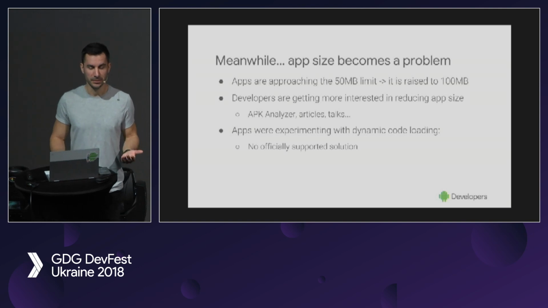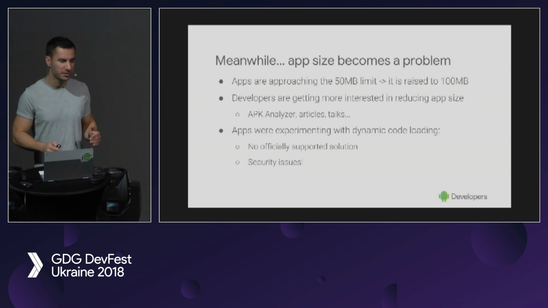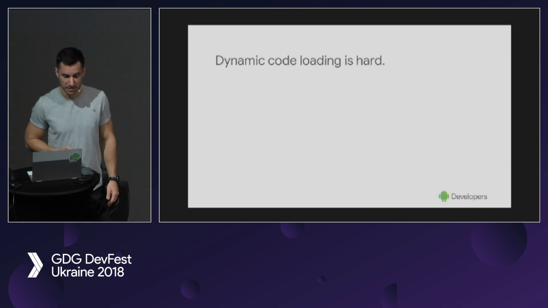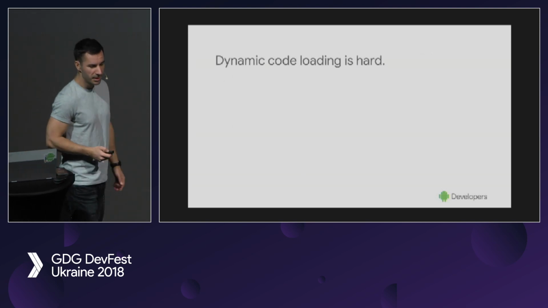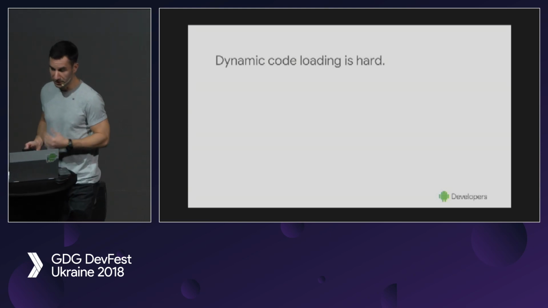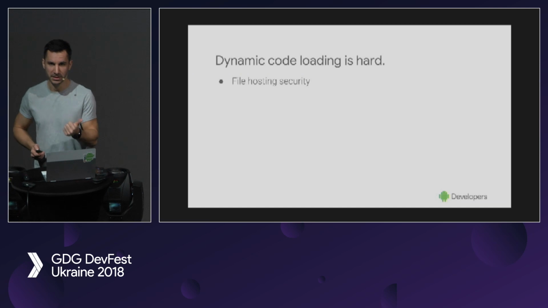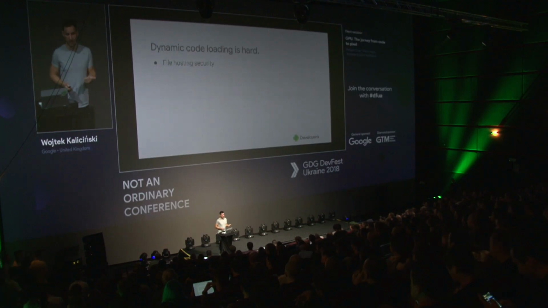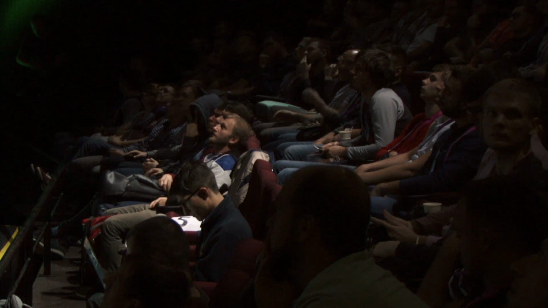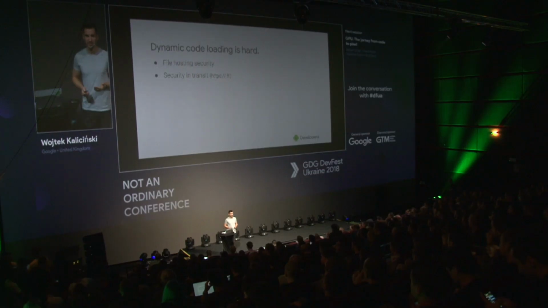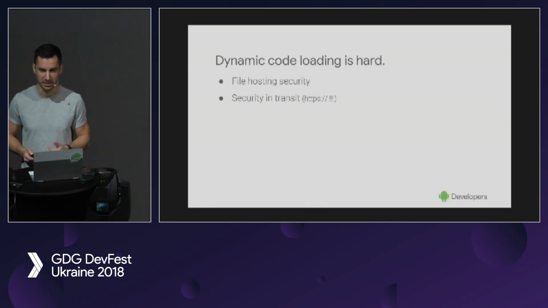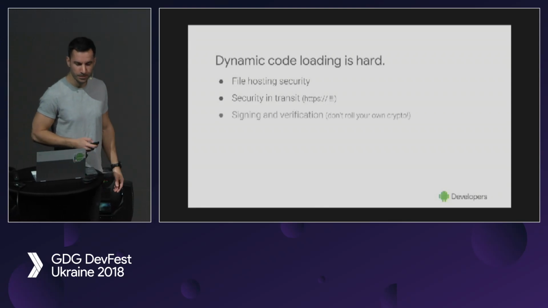And when developers rolled their own, we found that there were terrible, terrible security issues because it's not easy. Dynamic code loading is hard. You have to think about the whole journey of the code that you download, from storing it securely at your server so that no one actually changes what's hosted there, to security in transit. And believe me, we saw apps that were downloading code over HTTP so that literally anyone could just switch the file and install something else on the device.